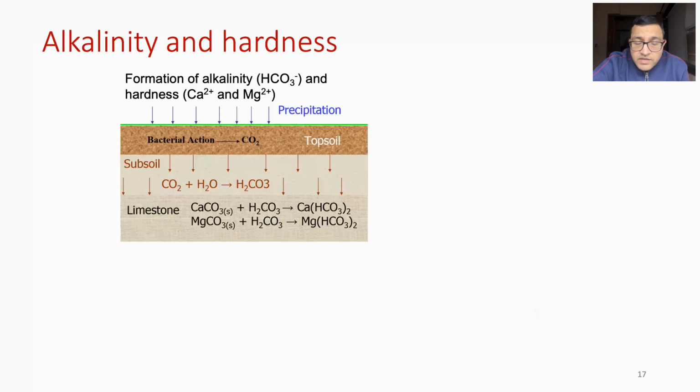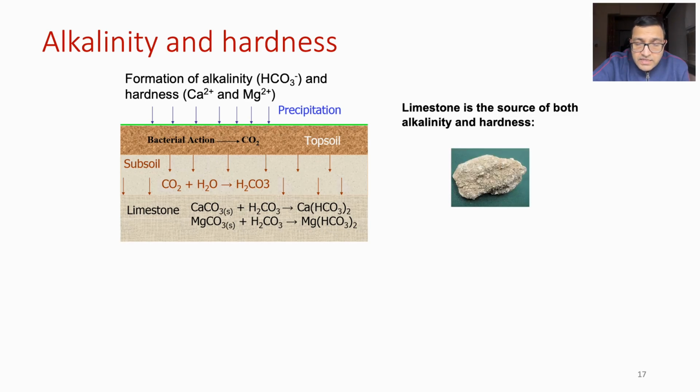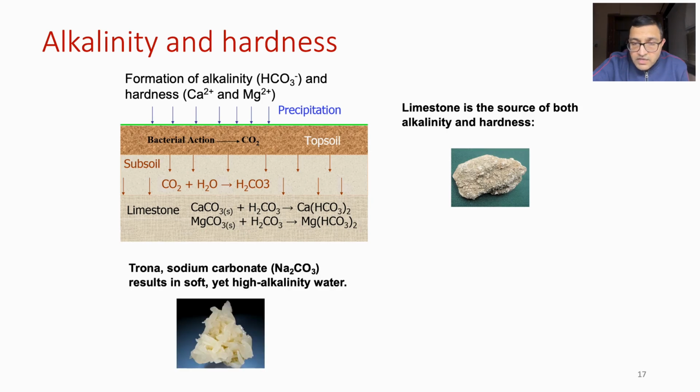Alkalinity and hardness, as we discussed, they both arise from when the water comes in contact with soils and rocks. The schematic here shows that water enters the soil via precipitation, and then it percolates and goes through the topsoil, the subsoil, and then the rocks beneath that, and comes in contact with these minerals to gain alkalinity and hardness. If there's limestone, it's a source of both alkalinity and hardness, because limestone is calcium carbonate. It has calcium, which causes hardness. It has carbonate, which causes alkalinity.